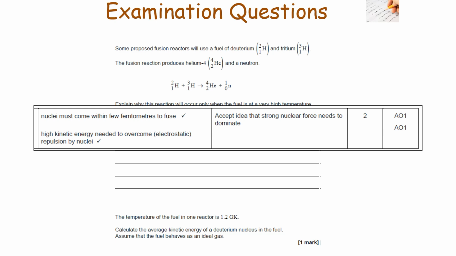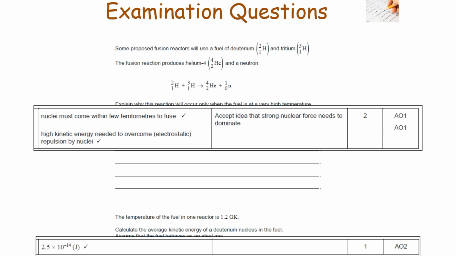Now the second question is asking the average kinetic energy of a deuterium nucleus in the fuel, assuming it behaves like an ideal gas. So what we can then do is say that the average kinetic energy is equal to a half m c RMS squared, which equals 3 over 2 kT, because it's an ideal gas. k is the Boltzmann constant, which is given in the equation book, and T is going to be 1.2 times 10 to the 9, because we've got to get rid of the giga there, and we get 2.5 times 10 to the minus 14 joules.